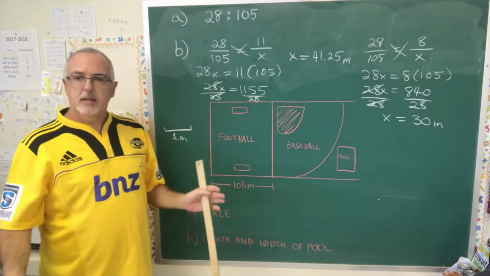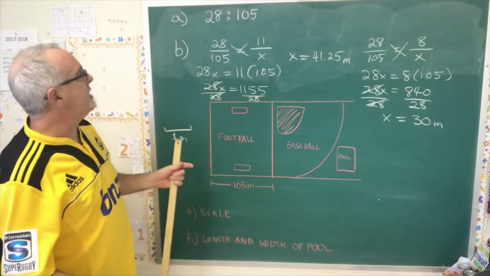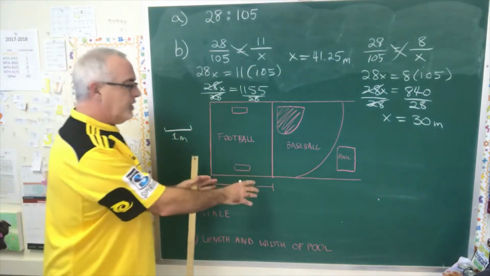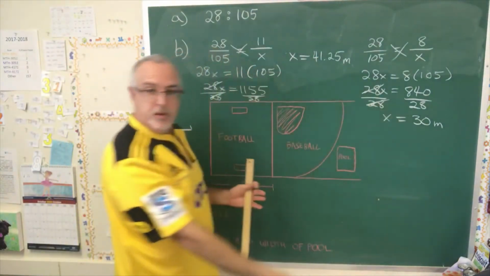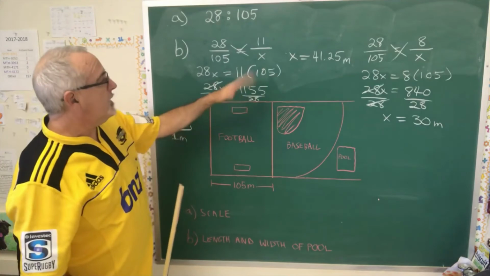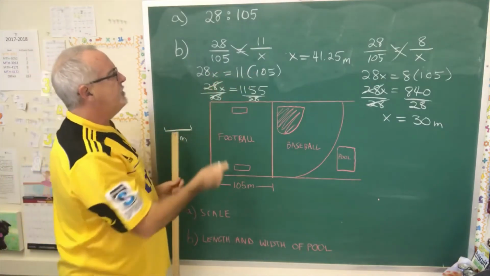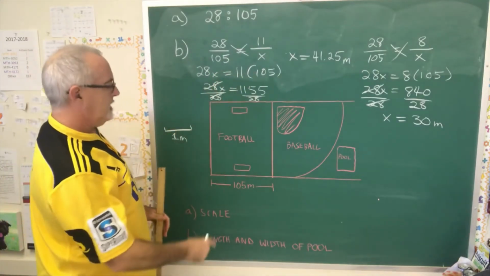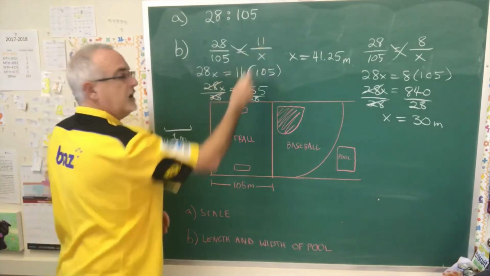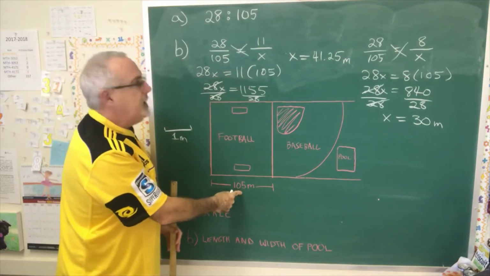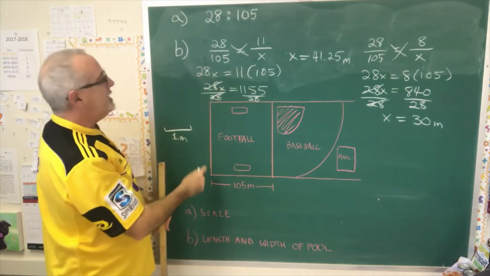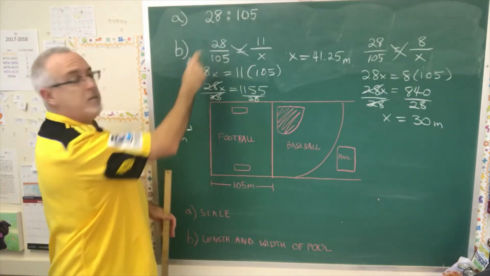That's pretty much it. That's how we use the diagram to figure out a scale and then use the scale to calculate missing measurements. There are shortcuts involved. A student can look at this and realize that all I'm doing is taking the 11 that I measured, multiplying it by the 105 they gave me, and then dividing it by the 28 which I measured.